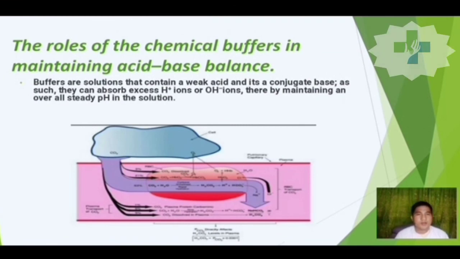Okay, we're done watching the videos. Okay, let's proceed to the role of the chemical buffer in maintaining acid-base balance.